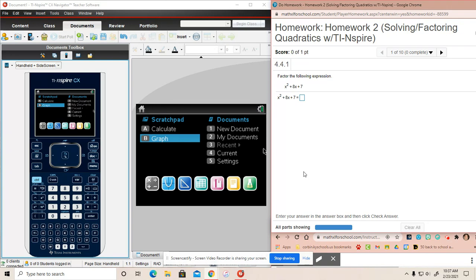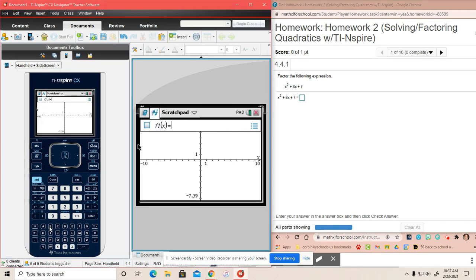So first, we're going to look at solving and factoring quadratics with the TI-Nspire calculator. You should have done this back second trimester, okay? You did a lot of work with quadratics, so this should be a really quick review for you. We can factor and solve quadratics a couple different ways in the calculator. You can graph them, so we'll start there.